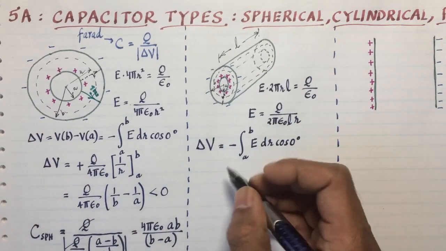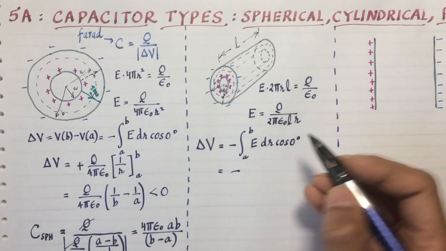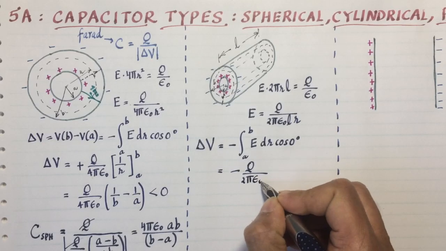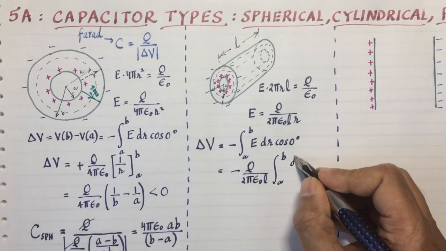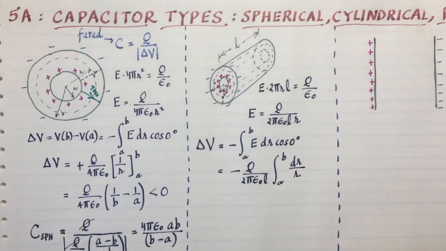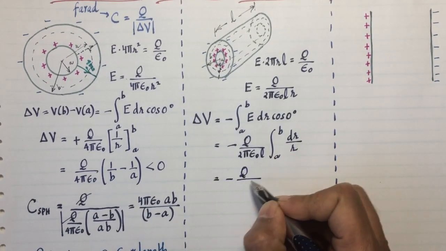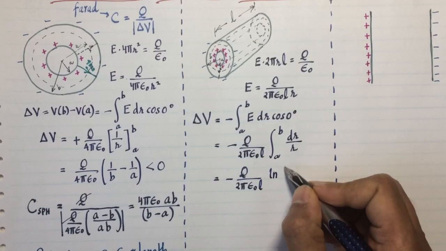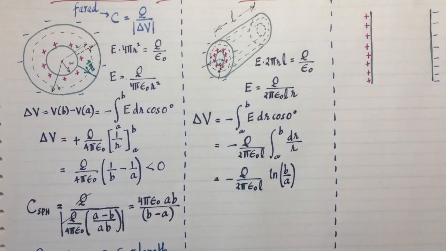Now let's compute. All the objects here are constants, so I'll bring them out. Q over 2 pi epsilon naught L integral from A to B dr over R. Well, that's just a natural log, so that gives me negative Q over 2 pi epsilon naught L natural log of B over A. It's ln B minus ln A, which I can write as ln B over A.